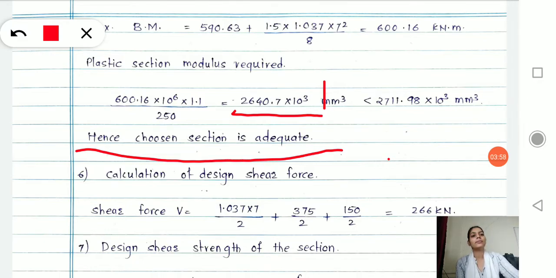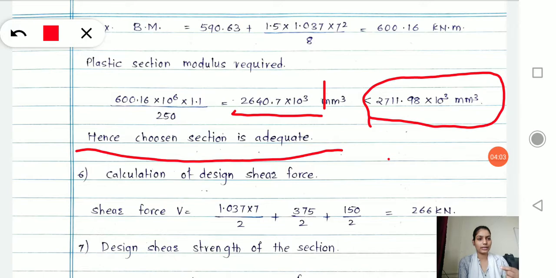But the one provided by our section, the section we have chosen, from the steel table we wrote the steel properties, and from there we come to know that the plastic section modulus of the section we have chosen for designing has a value of 2711.98. That's why we concluded that the section we have chosen is adequate. Okay, now next is the calculation of design shear force.